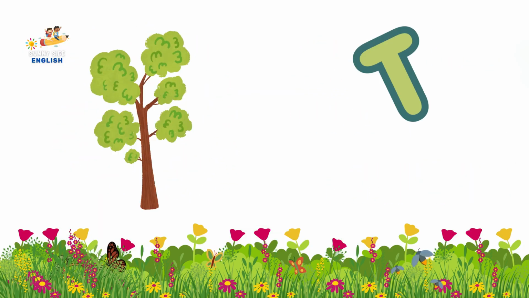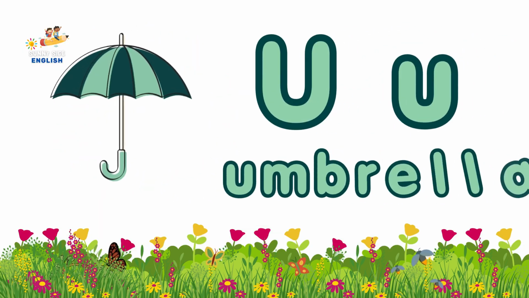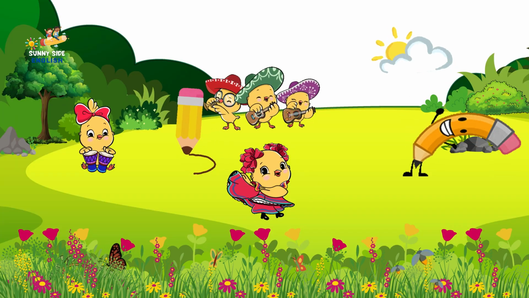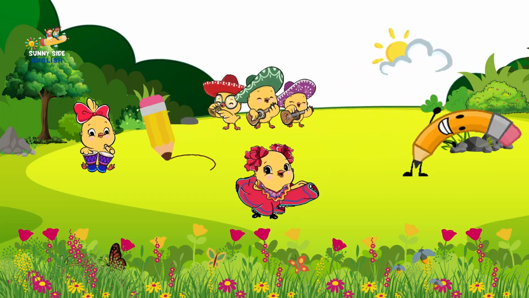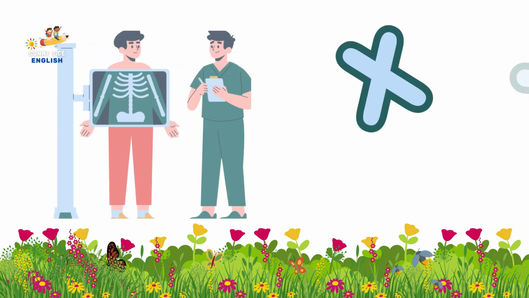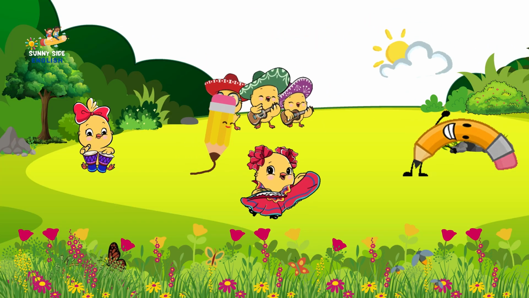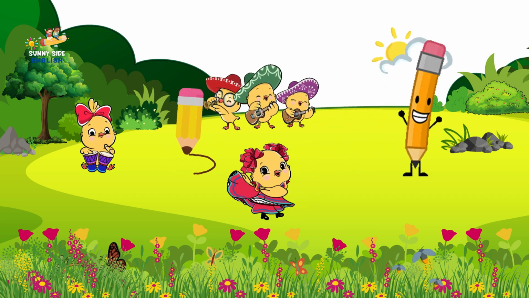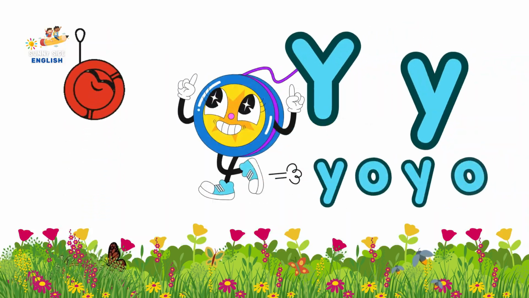S is for sun, T is for tree, U is for umbrella, it's as fine as can be. Sing it loud, sing it free. V is for violin, W is for wave, X is for x-ray. Be curious and brave. Sing it loud, sing it free.